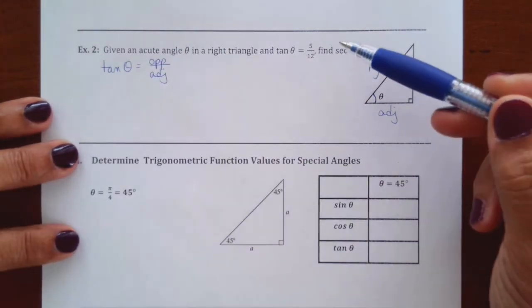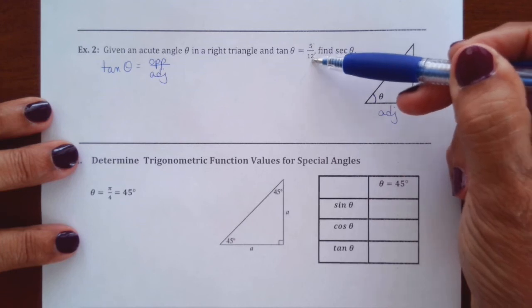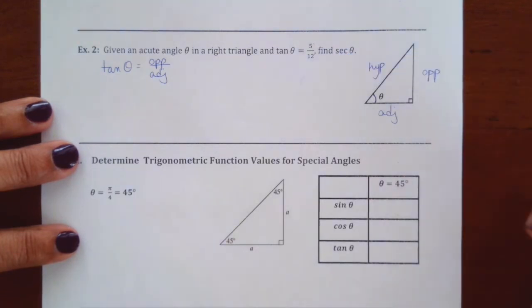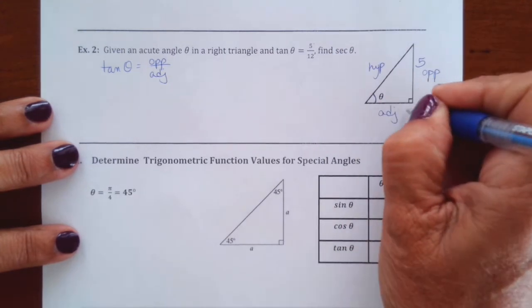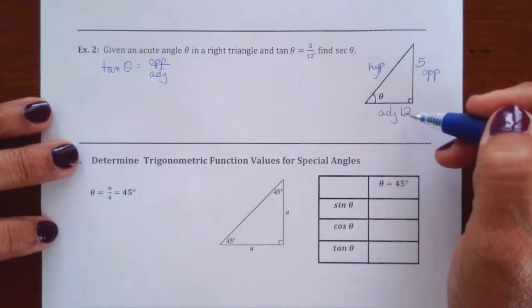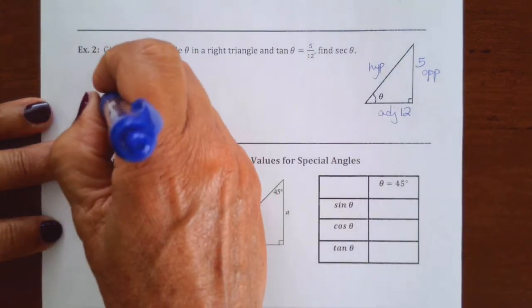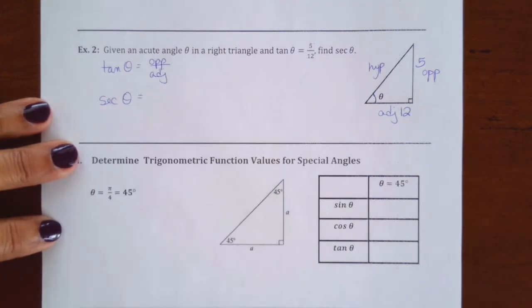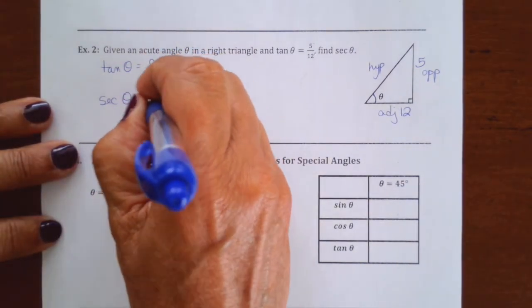So we're going to label these and put them in the right place. So this is the opposite side, and this is the adjacent side. So the opposite side will be 5, and the adjacent side will be 12. Okay, so that's how I know where those numbers go. Now, I need to find the secant. All right, well, remember the secant is the reciprocal of cosine. So that would be the hypotenuse over adjacent.